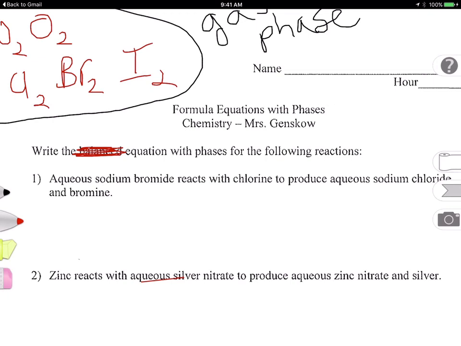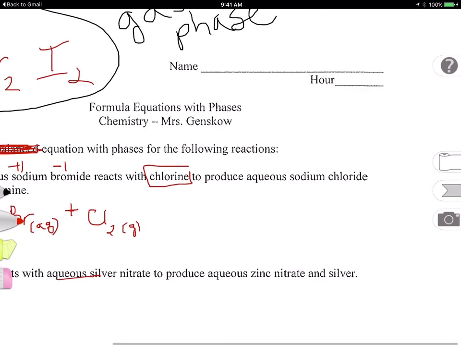Aqueous sodium bromide. So sodium bromide, +1 for sodium, bromine is a -1. Always check your periodic table. NaBr, and it said it's aqueous, so our phase label is aq. Reacts with chlorine. Now, here it is, okay? Chlorine is just by itself. So when it's just by itself, in this case, it is Cl2 with the gas label on it, okay? Again, it's only when it's just chlorine, not with anything else, okay?